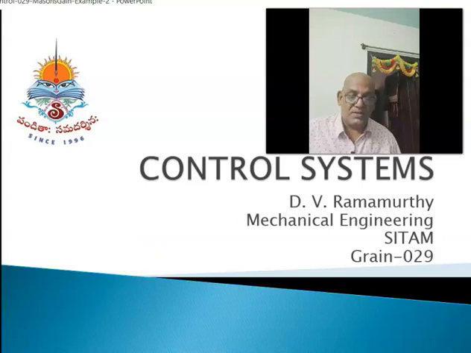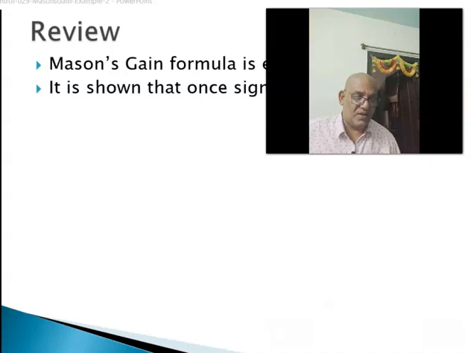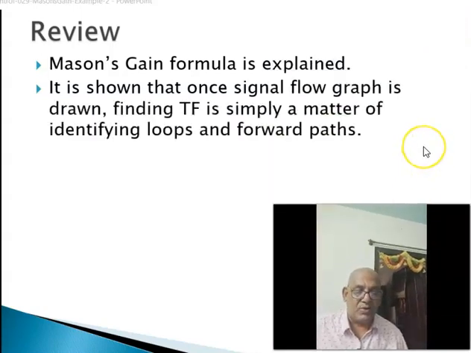Over the past 2 or 3 videos, we have been looking at Mason's Gain formula and its usefulness. We have seen that once the signal flow graph is drawn, finding the transfer function between any input and any output is just a matter of identifying loops and forward paths.